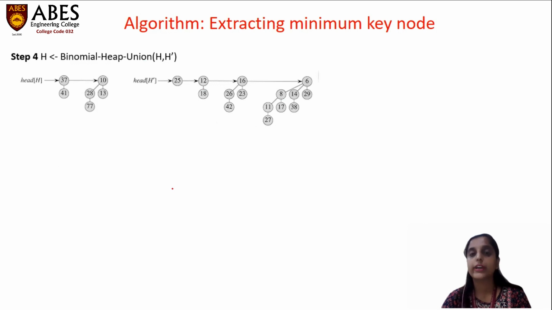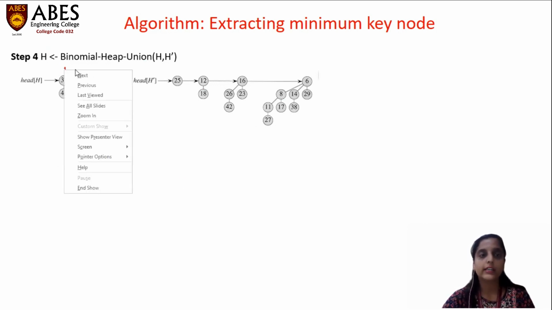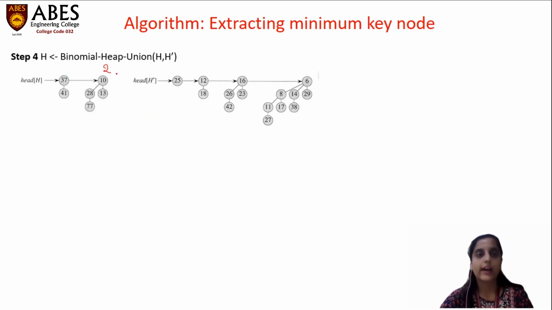For that, first of all, we have to calculate the degree. So the degree of this particular binomial tree is 1. This one is having degree 2. This one is having degree 0, 1, 2, and 3. I hope till now degree calculation is very easy for you. You just have to count the number of child nodes and you can easily calculate the degree of any node, right? Now, here the degree is 1, right? Now we want to perform union operation.